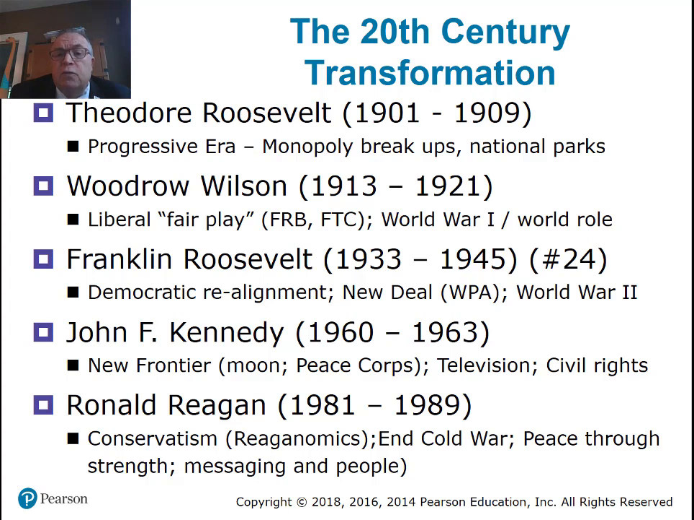Teddy Roosevelt is really a progressive era presidency. He called it the Bull Moose Party, was one of the parties he formed, a third party movement. He was good about breaking up monopolies and the starting of our national park system. Woodrow Wilson, a Princeton College president, becomes president of the United States and leads us through a kind of liberal era of fair play by creating the Federal Reserve Board and controlling the money supply and the Fair Trade Commission. But he expanded the powers of the presidency because he led us through World War I and really wanted us to have a larger role in the world.